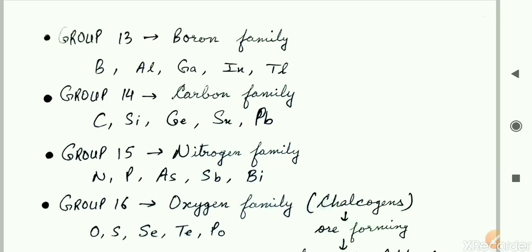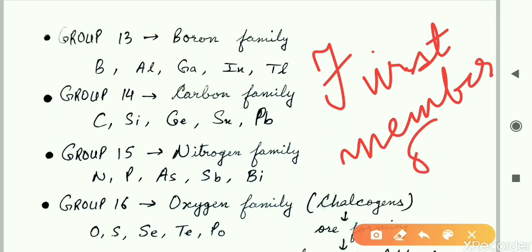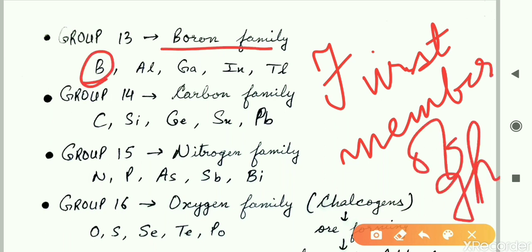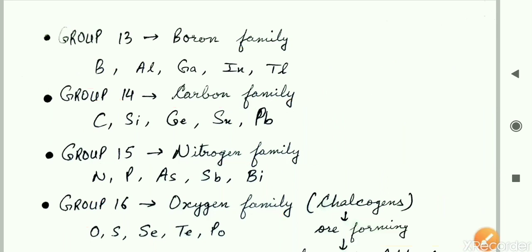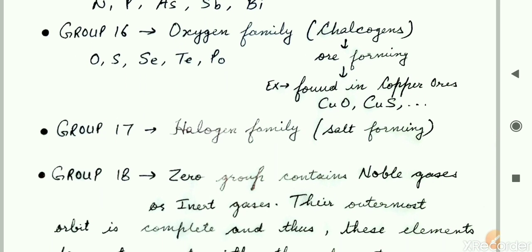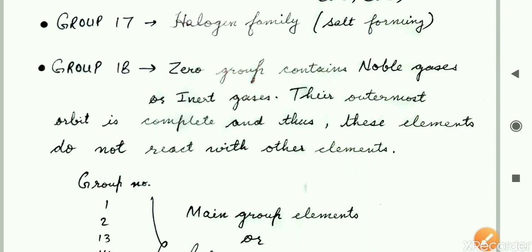Followed by this we have groups 13, 14, 15 and 16. Here we have a special characteristic that these groups are named after the first member of their individual group. You can see here B for the boron family, C stands for the carbon family, N stands for the nitrogen family, O stands for the oxygen family. So group 13 is called the boron family, 14 the carbon, 15 the nitrogen and 16 the oxygen family. Individually you have to learn these. Again, I repeat this. Now here group number 16, another common name given to this is the chalcogens.